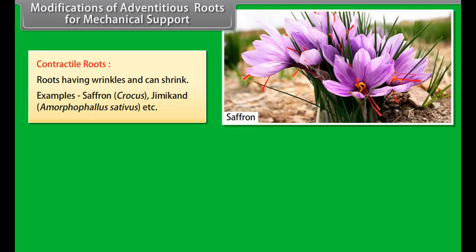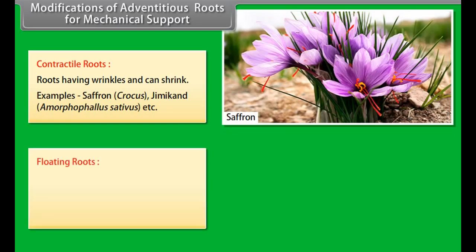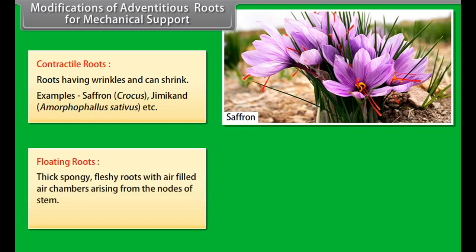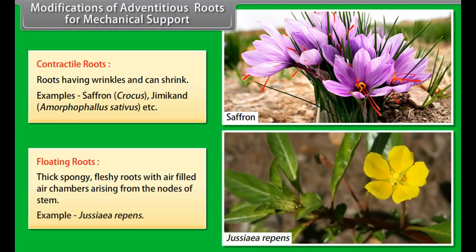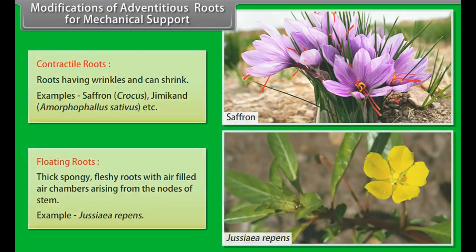Contractile roots. Roots having wrinkles and can shrink. Examples: saffron, jimmycand, etc. Floating roots. Thick, spongy, fleshy roots with air-filled chambers arising from the nodes of stem. Example: Jussiaea repens. Leaf roots. Roots produced on the injured margin of leaves.